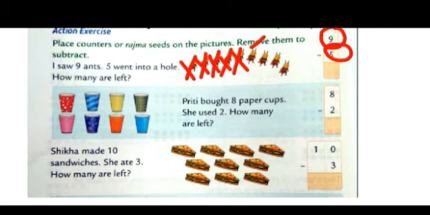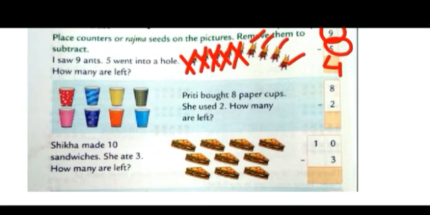Let's see. 1, 2, 3, 4. That means how many ants are left? 4. That means 4 is the answer. Okay. Now see the next one.